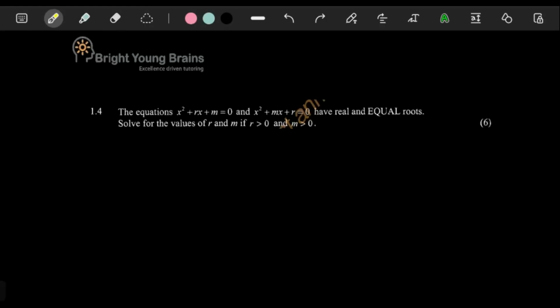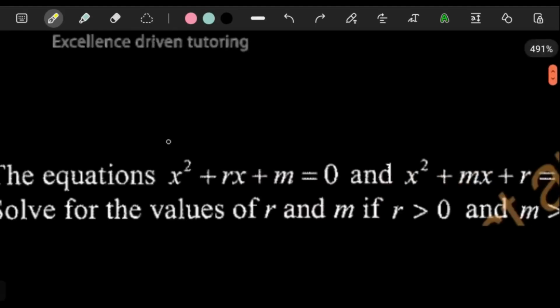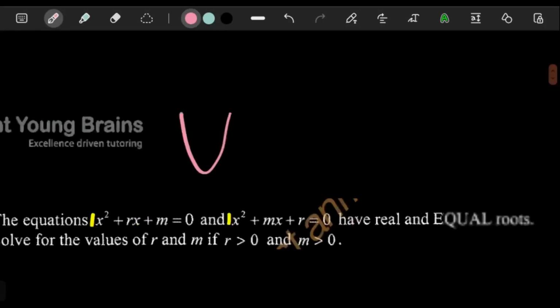So I suggest in exams, you only look at these questions when you're done with everything. It says here the equations, this and this, they're both quadratic. They have real and equal roots. So if it's a quadratic equation, clearly we can see this a value is 1, and the a value of this is also 1.